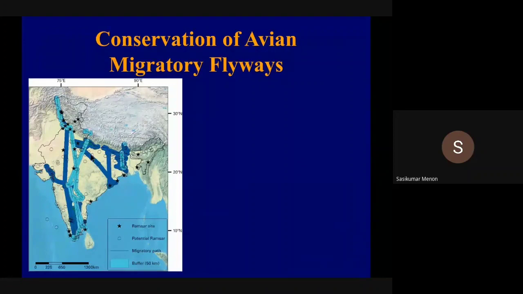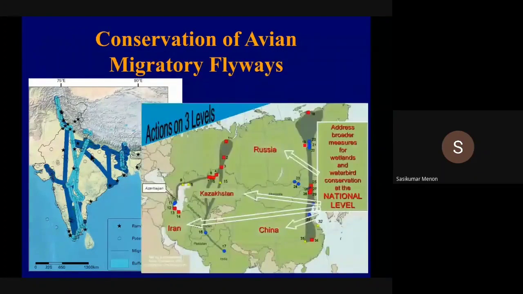flyways. Now, here is another example where flyways have to be protected because of international cooperation. We need cooperation with Kazakhstan, Turkmenistan, Uzbekistan, Azerbaijan, Pakistan, Afghanistan, and Russia to save this flight path. This kind of international level cooperation is needed to save these flight paths. We have to change our foreign policy as far as natural resources are to be conserved.